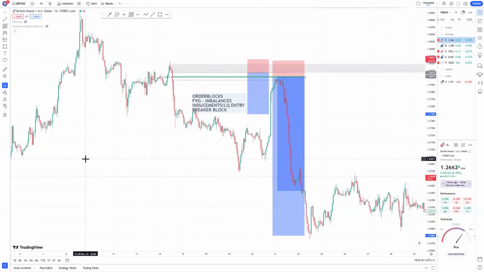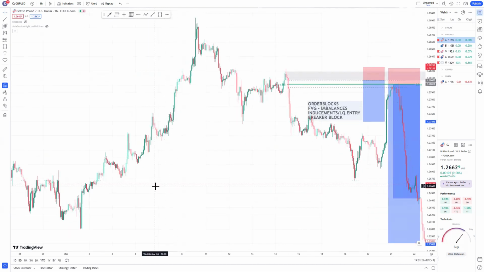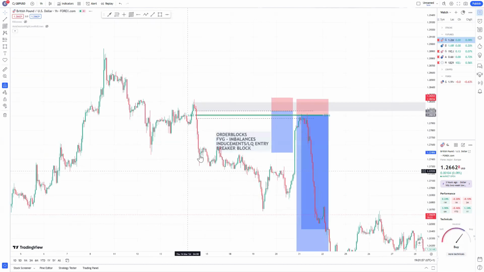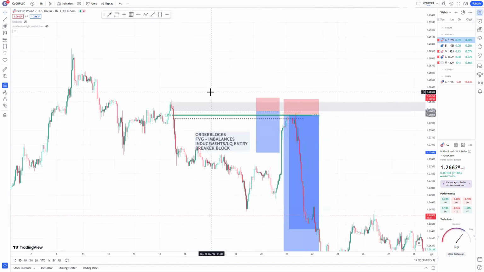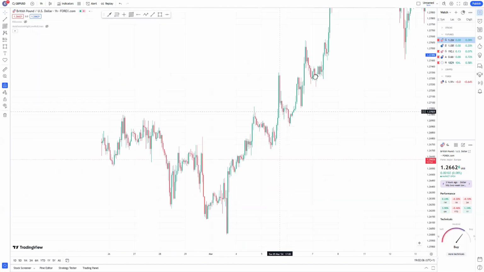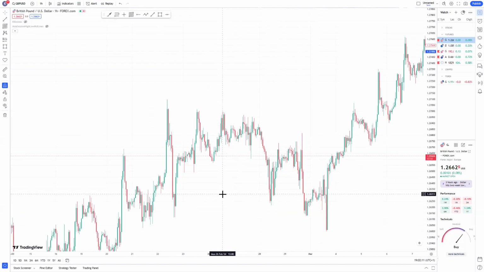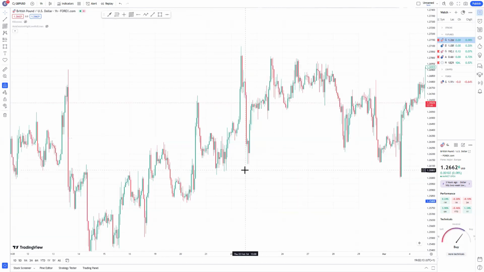So I have explained why price will most times ignore your order blocks. It's simply because majority of the time there is a fair value gap. Sometimes it might not be a fair value gap. Sometimes it might just be an inducement that price will respect and ignore your order block.